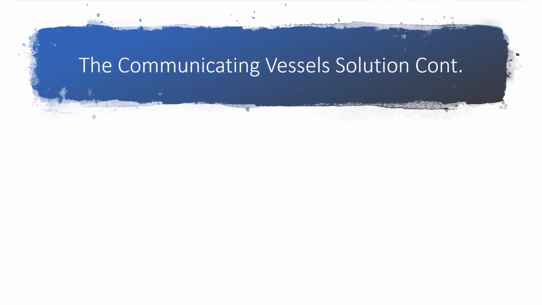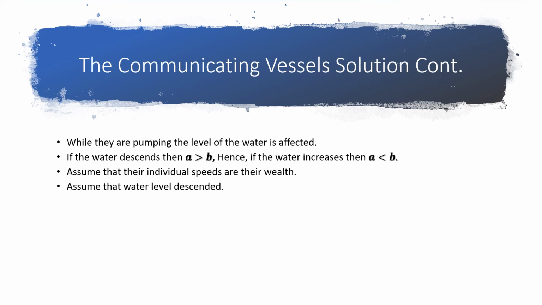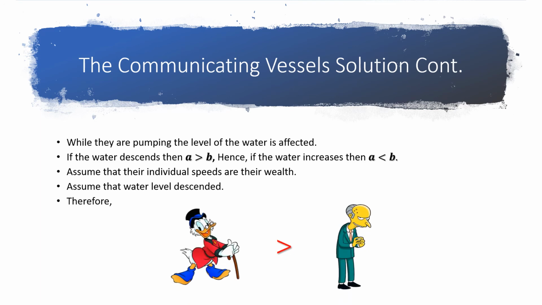Well, the communicating vessel solution continues like that. In this solution, you would look at the level of the water, which is affected. If the water descends, that means that A is greater than B. Otherwise, if the water increases, then A is less than B. So for the sake of our example, assume that their individual speeds are set. Now assume that the water level descended. That means that Scrooge is richer or wealthier than Mr. Burns.